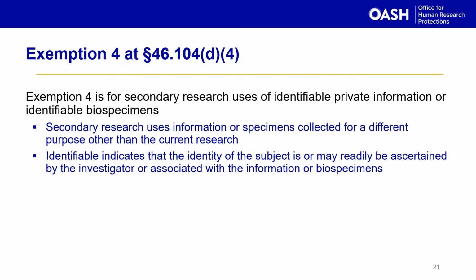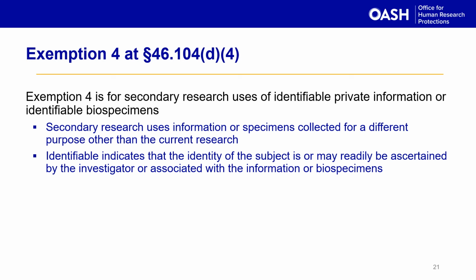Remember that identifiability relates to individuals who are known, but also applies to those who are currently not known but could be readily ascertained by the researchers. Maybe readily ascertained means that there exists a link between the data and the subject that the researcher can figure out who the subject is. If there is secondary research with non-identifiable samples, then this is not human subjects research, and there's no need to look for an exemption category because the common rule regulatory requirements do not apply.